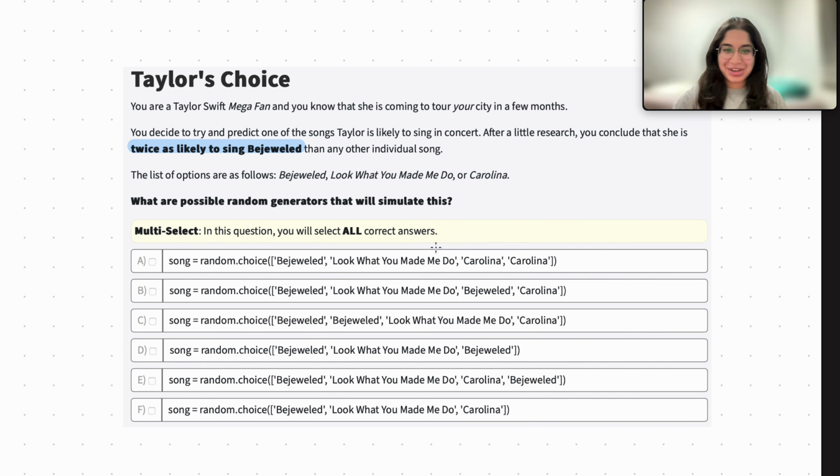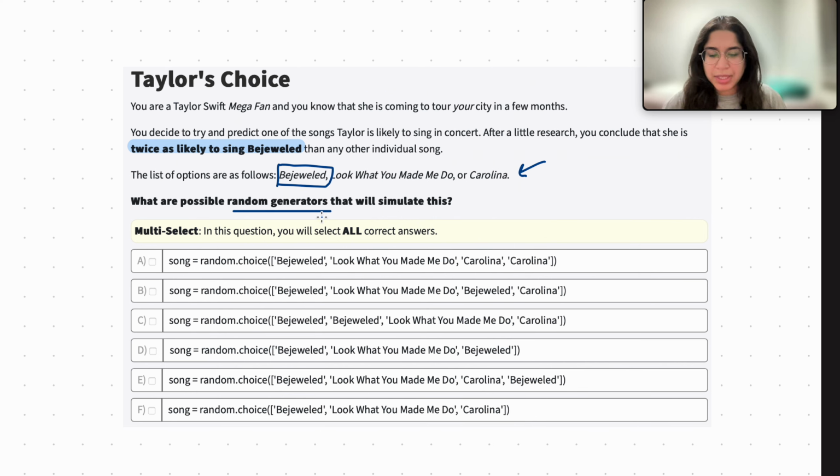Here is the list of possible songs. This is all of the songs that are included in our possible random song generator, the space of all possible songs. We basically want to look for a generator that includes Bejeweled twice as likely as any other song, so it should appear 2 times more than any other song in the generator, right?